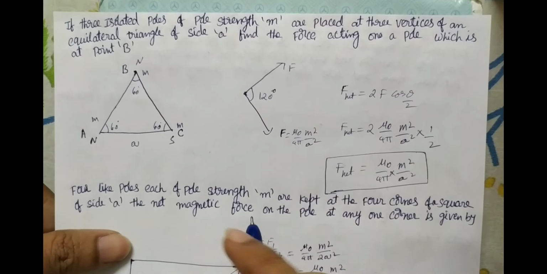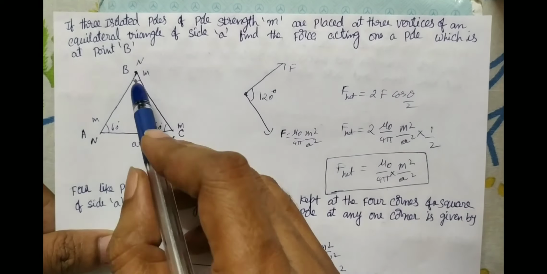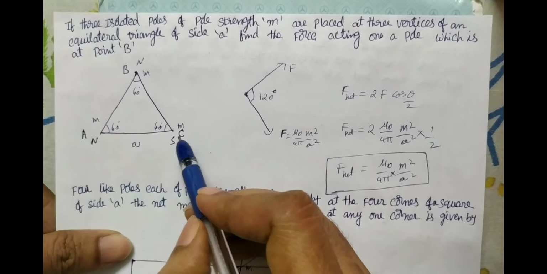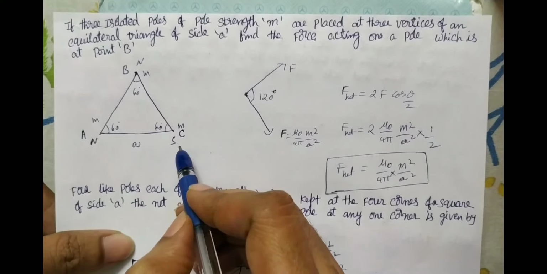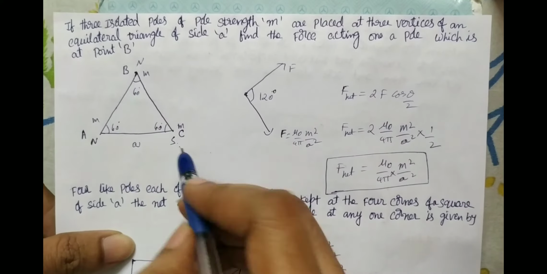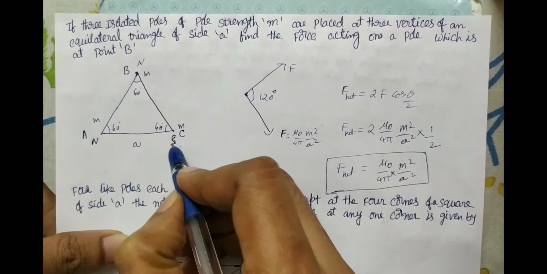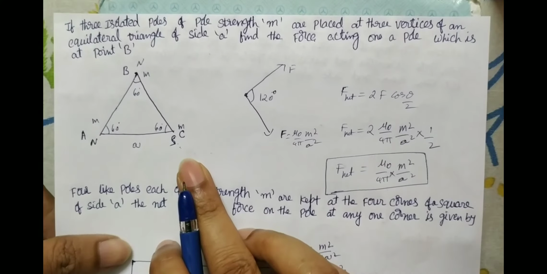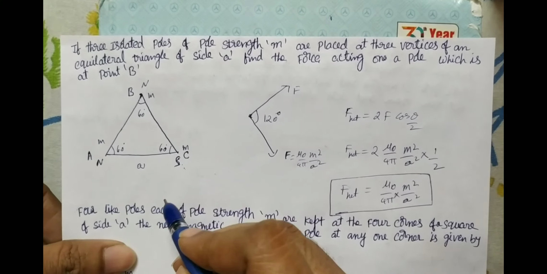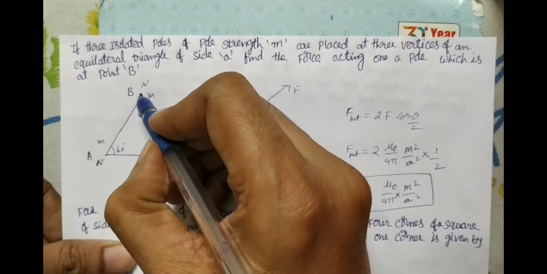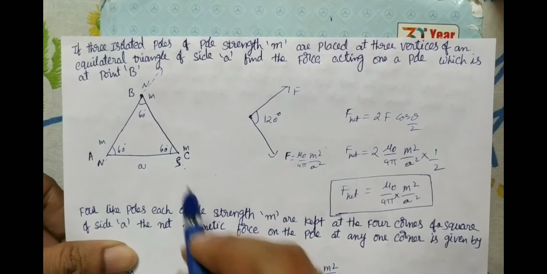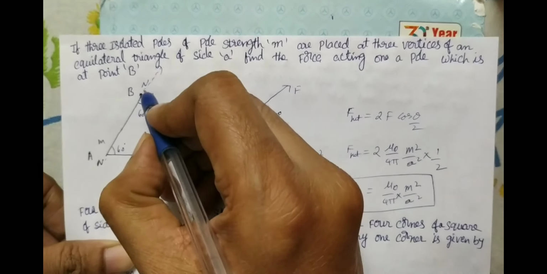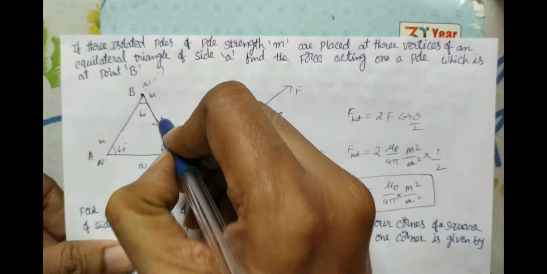In the last example, all three poles are identical. Here also they are identical, but one pole I made a south pole. Last time all three were north poles. Now I made one a different pole, an unlike pole. Now what is the force acting on point B? You know that this north pole repels this north pole, so the force acts away from A. And this is the south pole which is attracting the north pole.